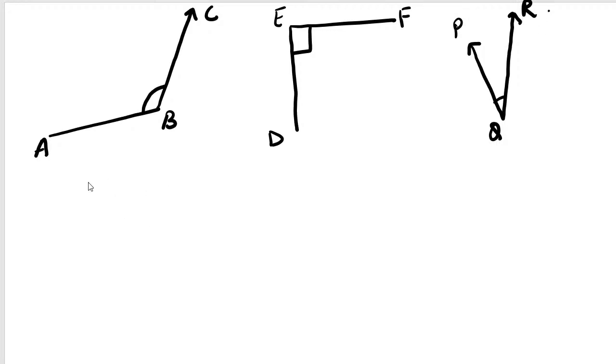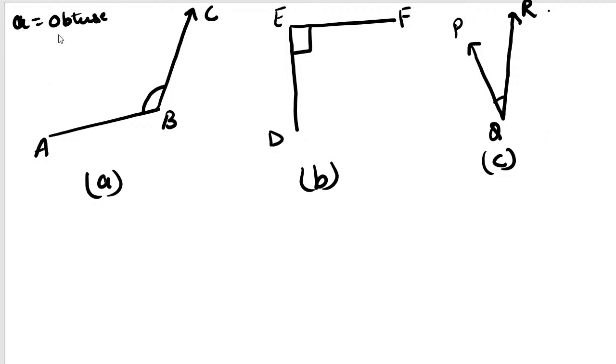And I am giving you some pictures, A, B, C. Okay, and you have to write the answer like this. A is obtuse, like this. You have to tell me like this only. Okay, give me answers fast.